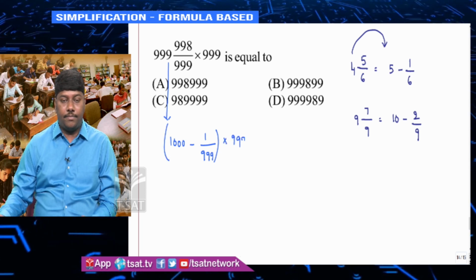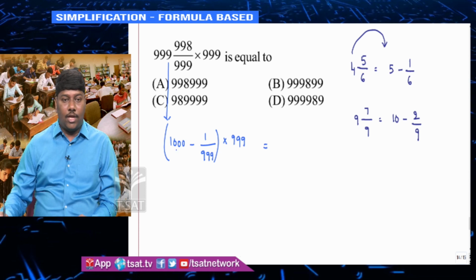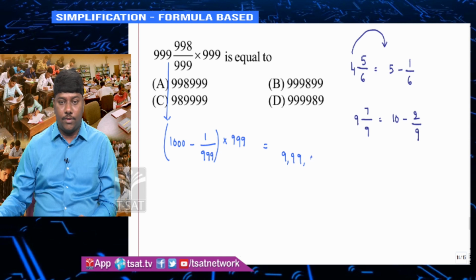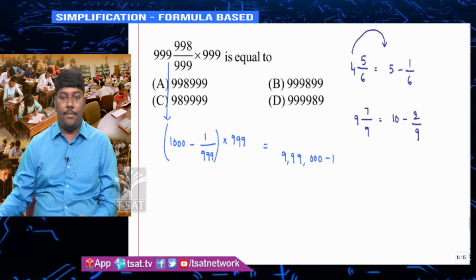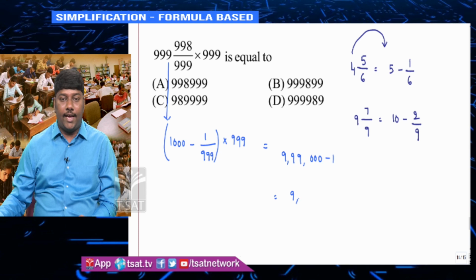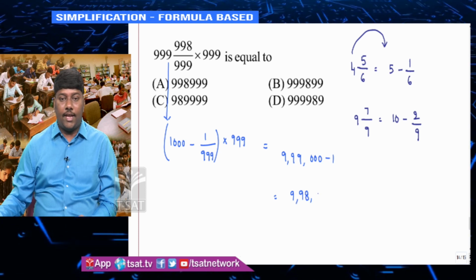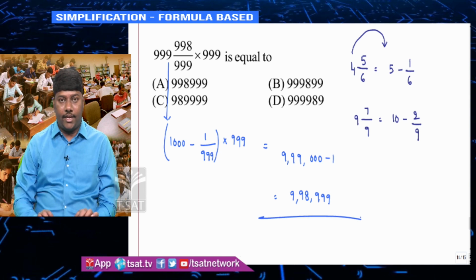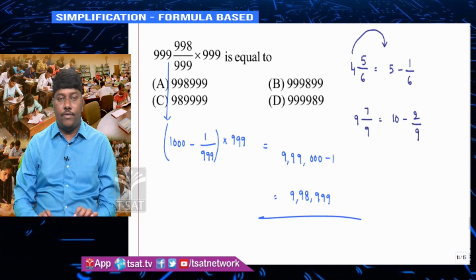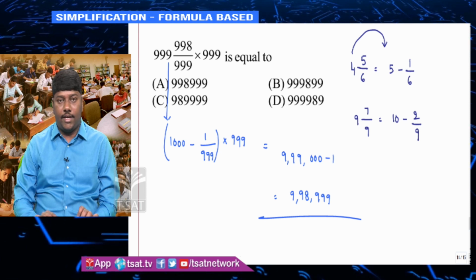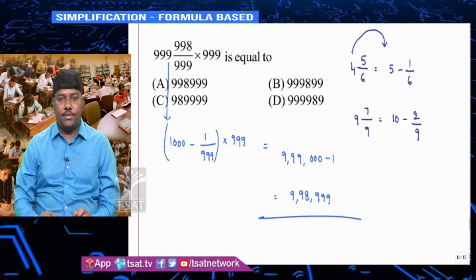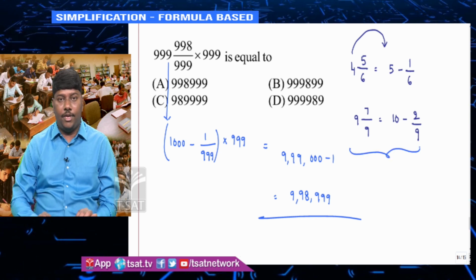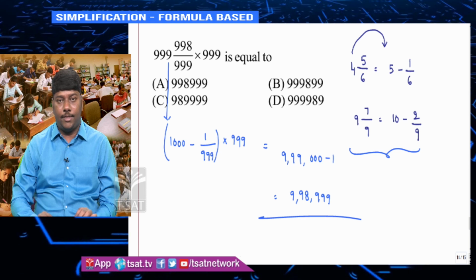Into 999. So 1000 into 999, you can write it as 9,99,000 minus 1. Directly we came to the final step, which is 9,99,000 minus 1, which is 9,98,999. So any sum based on this, just remember these things. You can always write A B by C as A plus B by C.